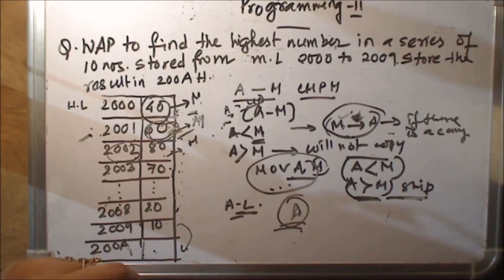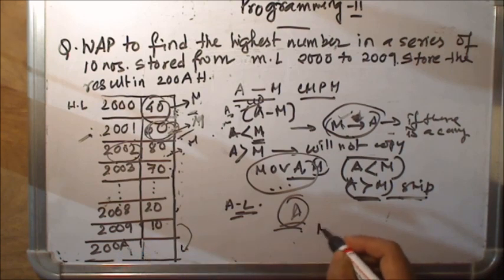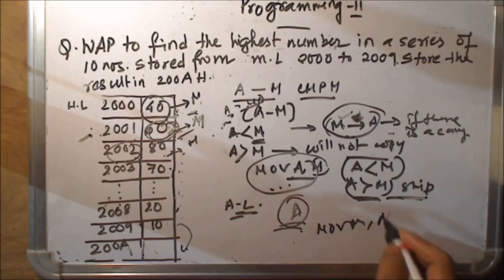And also you are going on incrementing the HL pair. So by the time your 10 locations are over, the HL pair will be already having 200A, which means the location pointed by 200A is your new M. So your answer is in A. Store the result from A to M, that is MOV M, A. By writing MOV M, A, that will complete your program.